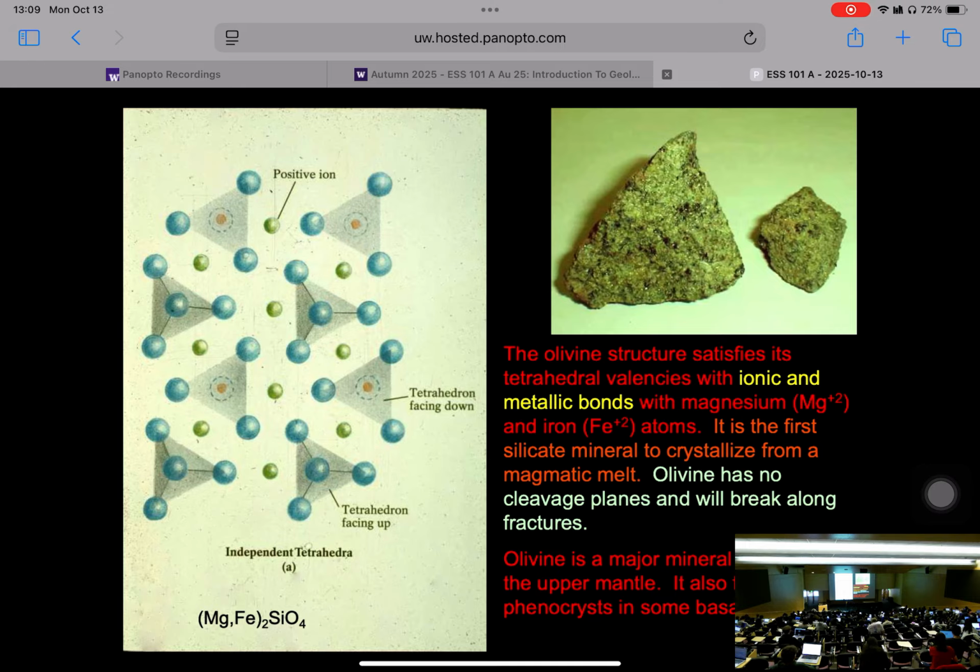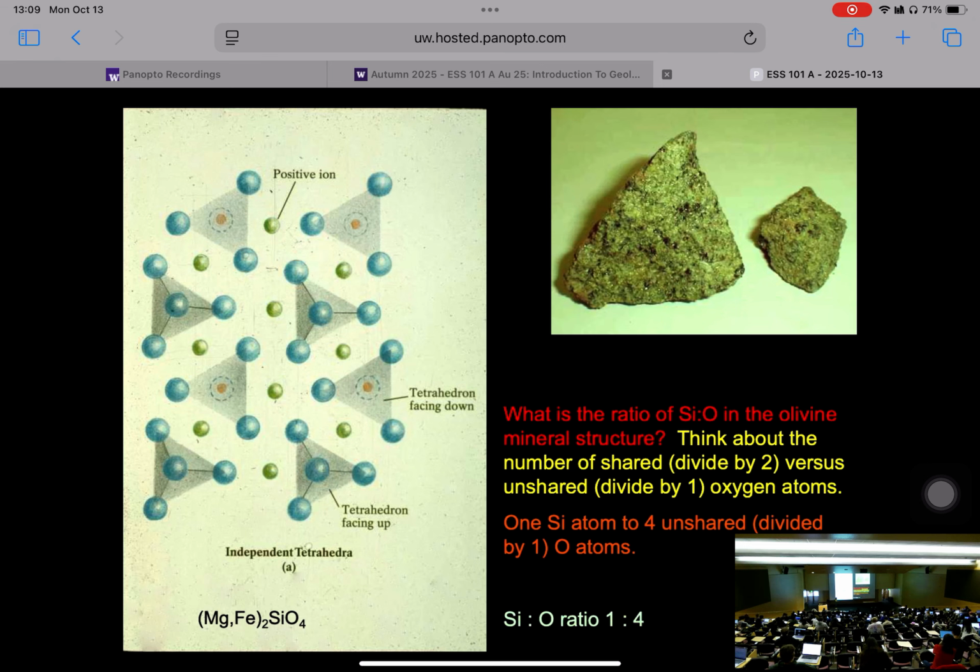And so I ask you, what's the ratio of silicon to oxygen in the olivine structure? So you have to take a tetrahedra. How many silicon atoms are in this tetrahedra? 1. How many oxygen atoms are surrounding it? Are those oxygen atoms shared with any other tetrahedra based on this diagram? No, they're not. So 1 silicon to 4. So the ratio of silicon to oxygen is 1 to 4.